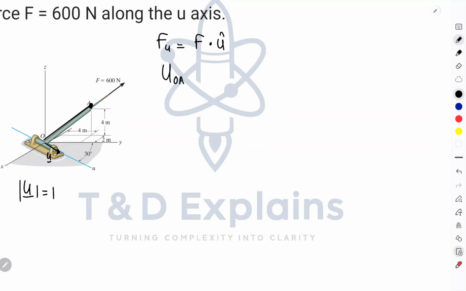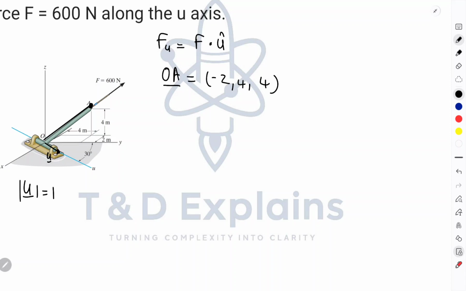So that's where I'm going to start: the unit vector in the direction of OA. First, let me start with the position vector OA. What are the coordinates of A? How many units do we move in the x direction? We can see that it's negative 2. What about in the y direction? To get from O to A, we need to move 4 units. In the z direction, we move 4 units up. So it's negative 2, 4, 4.